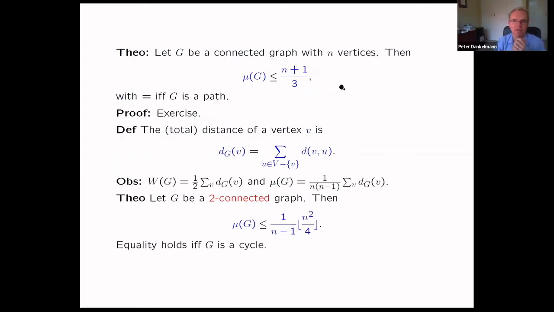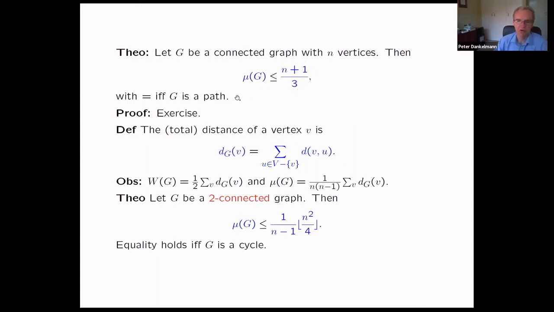So what's the largest possible average distance that we can have? If I ask you to guess which graph is really the worst, with the largest possible average distance, if I just tell you it must have n vertices, I think within seconds, most of you would tell me that it must be the path. And that's indeed true. And the average distance of a path with n vertices is (n plus 1) over 3.